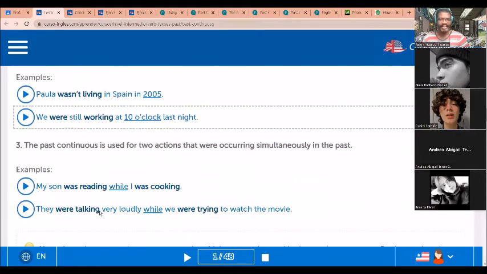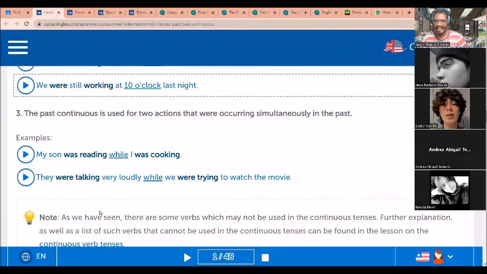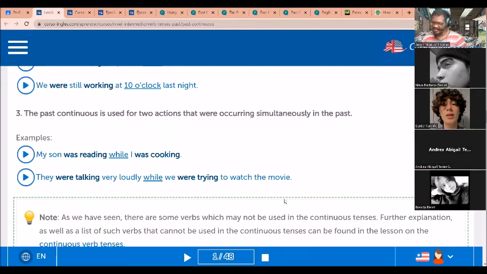All right. And use number 3, simultaneous actions. Andrea, Abigail. The past continuous is used for two actions that were occurring simultaneously in the past. Examples: my son was reading while I was cooking. They were talking very loudly while we were trying to watch the movie. Good.